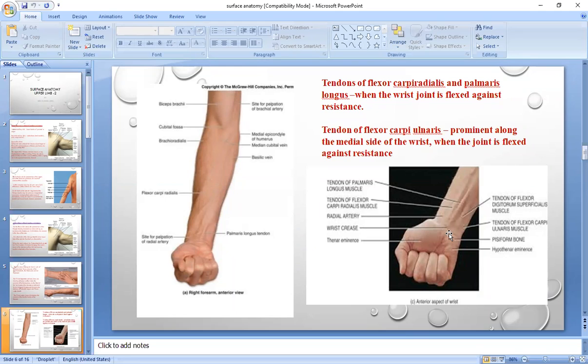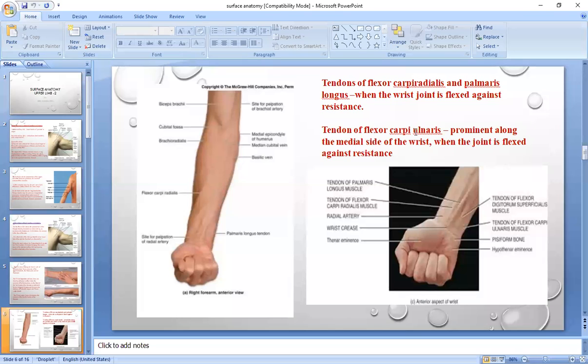So that's why, if you want to see very prominent structures, you have to flex your wrist against the resistance. Then you can appreciate the two tendons very prominently. The medial one is the palmaris longus and the lateral one is the flexor carpi radialis. So once you identify the flexor carpi radialis, medial to that the nerve is there and lateral to that the artery, that is the radial artery. Okay, so this is very important here.